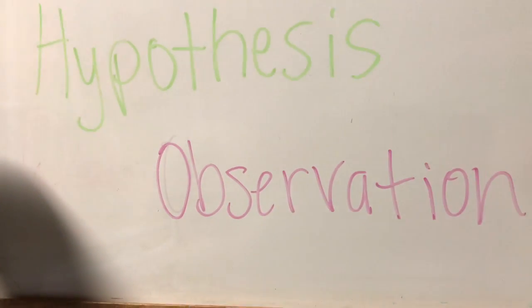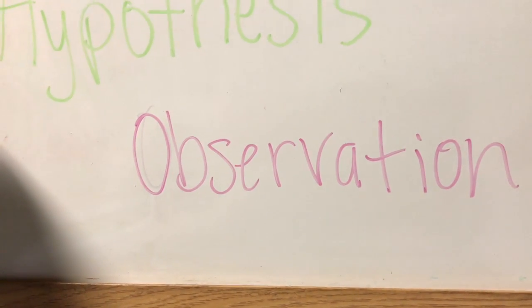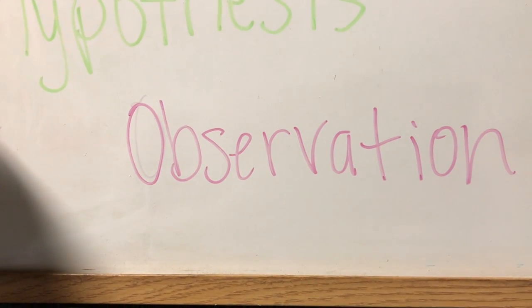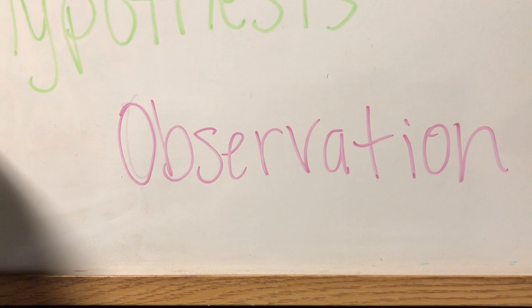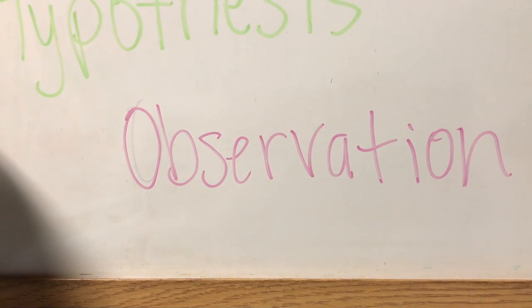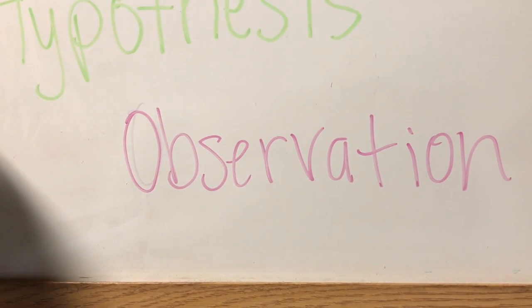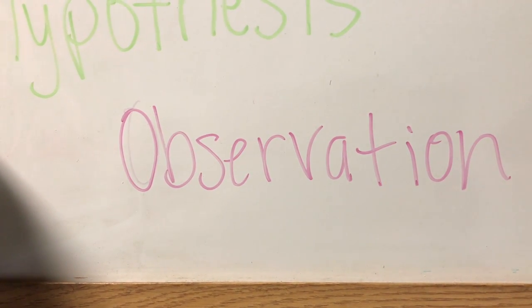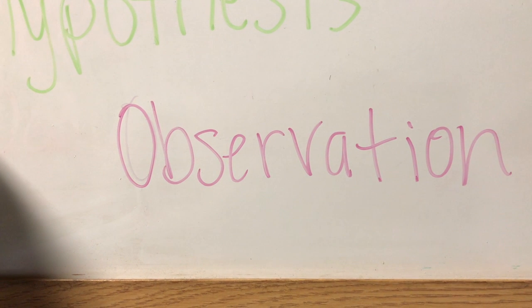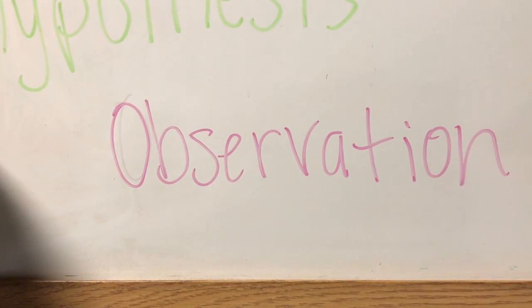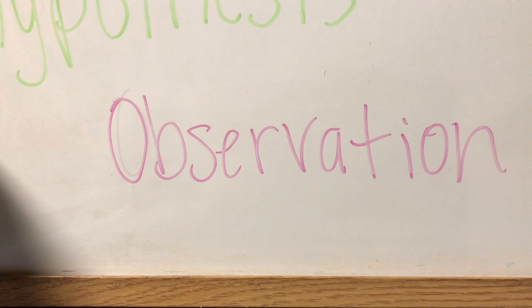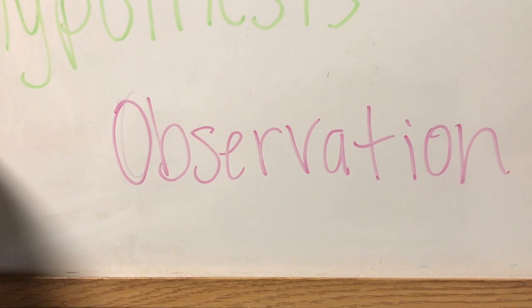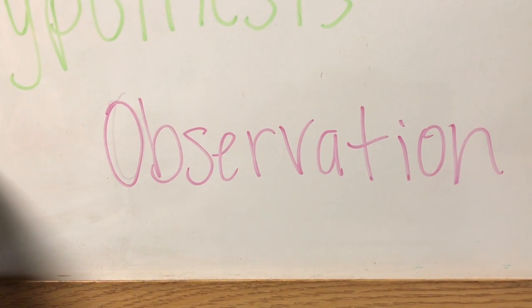Our next vocabulary word is observation, and that is what you will be doing during the experiment as you watch me on this video. So an observation is something that someone sees or hears during an experiment. So in the table that I have on your handout, I would like you to write down what you see and hear in the box that says observation for each step of the experiment.